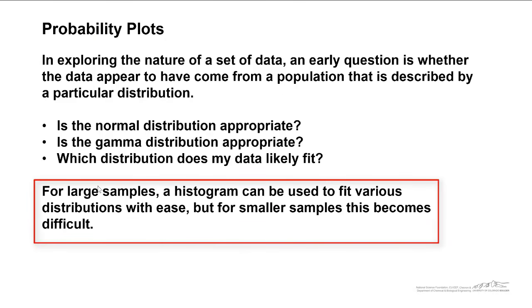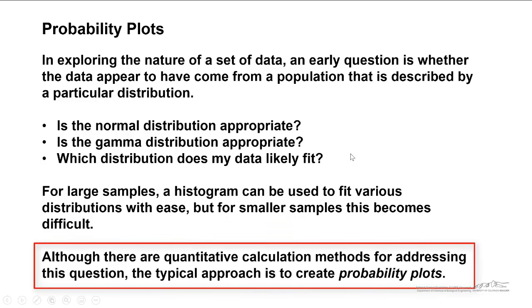So for large samples, a histogram can be used to fit various distributions with ease, but for smaller samples, this becomes quite difficult. Although there are different types of quantitative calculation methods for addressing this question, the typical approach is to use something known as a probability plot. So today I'm going to explain what a probability plot is, how you can generate them, and then the easiest way to generate them is in a software tool such as Minitab.